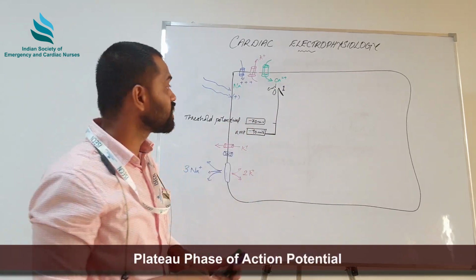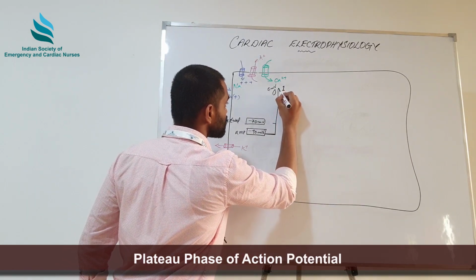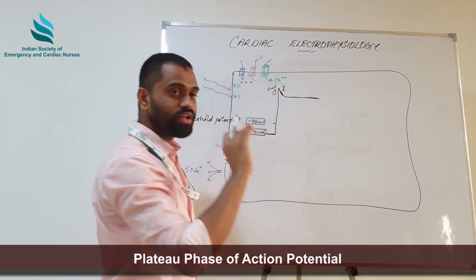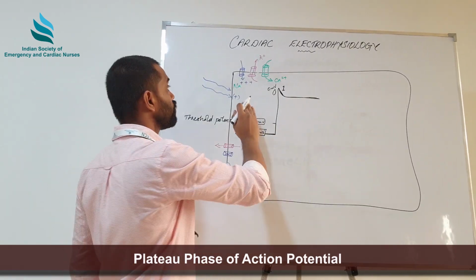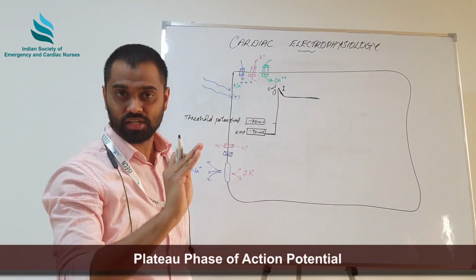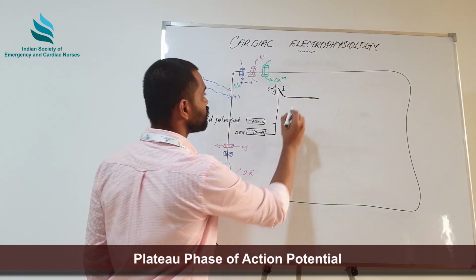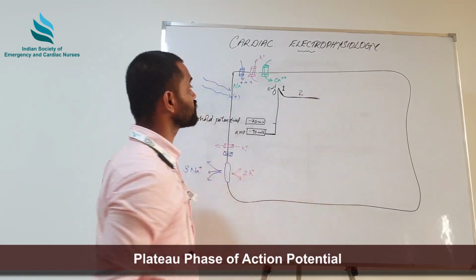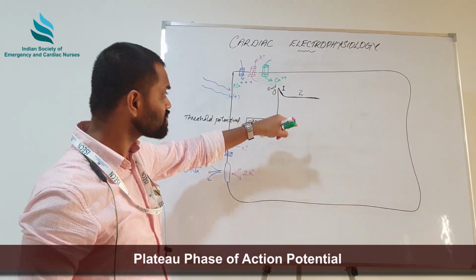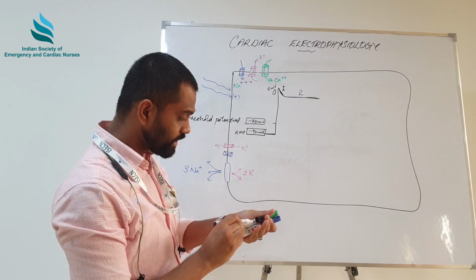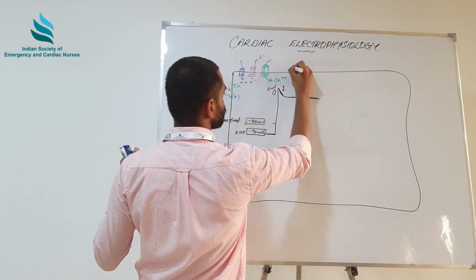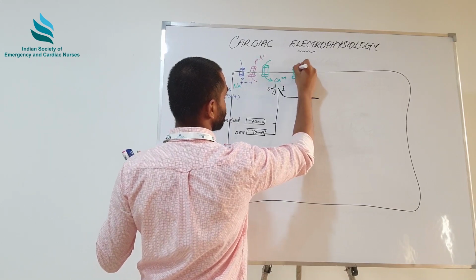This will result in a plateau phase. So this is the plateau phase of action potential because of no net electrical change. We are losing potassium and we are gaining calcium. So there is no net change in the voltage inside the cell, which results in phase 2, which is the plateau phase. Once this plateau phase is completed, soon the calcium channels will be blocked.